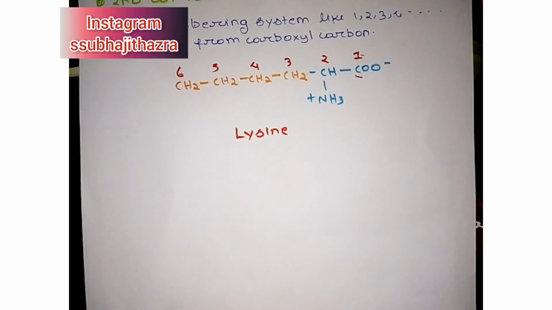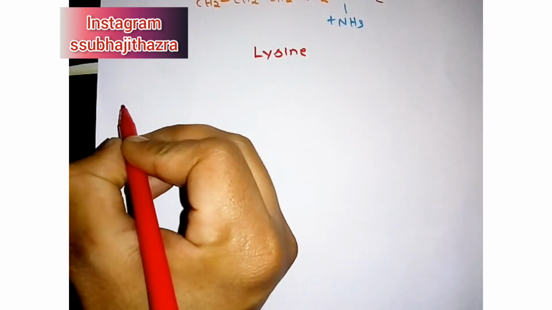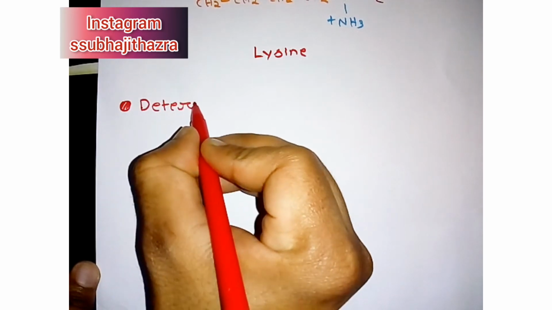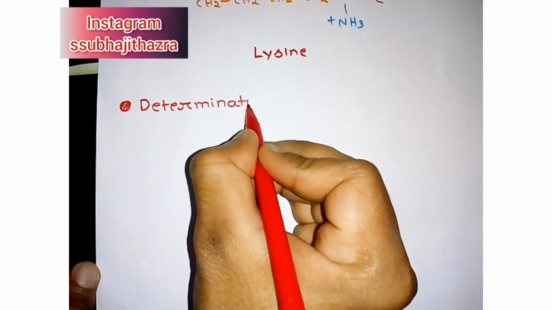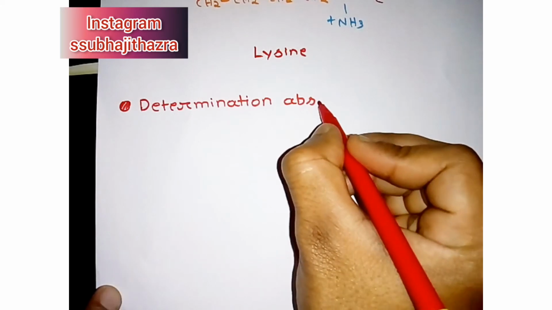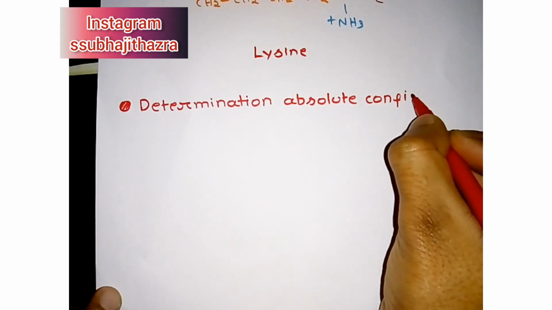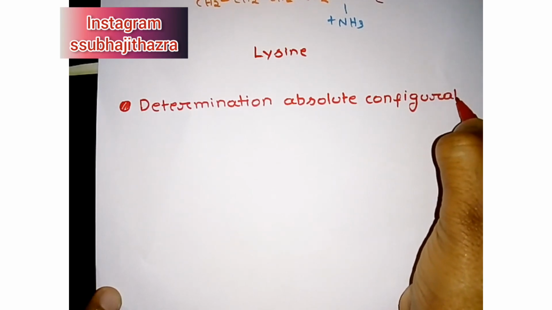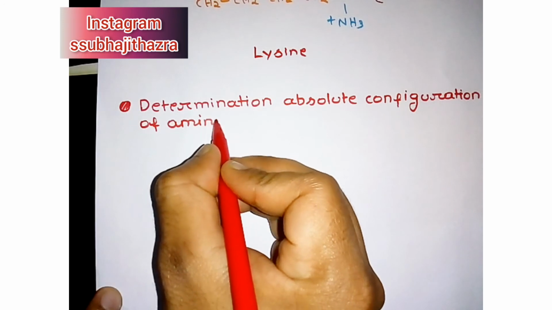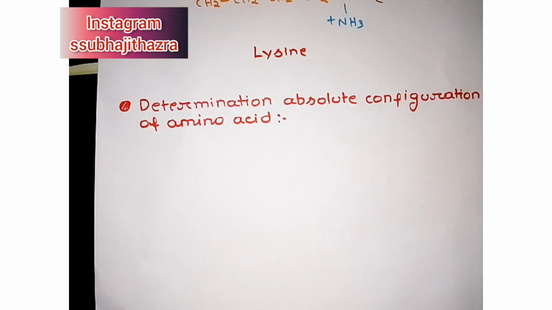So, determination of absolute configurations of amino acids. Now, how do we determine the absolute configuration of amino acids?